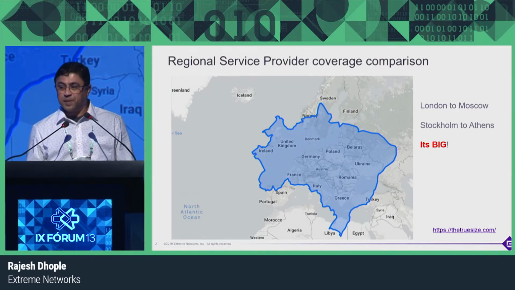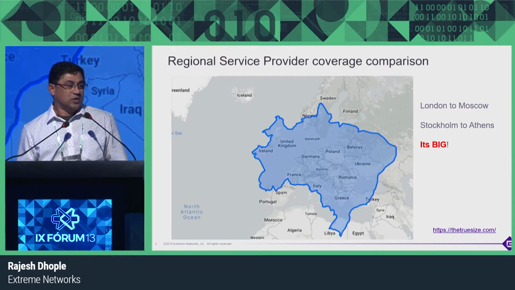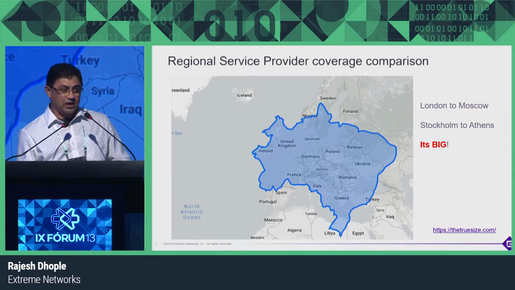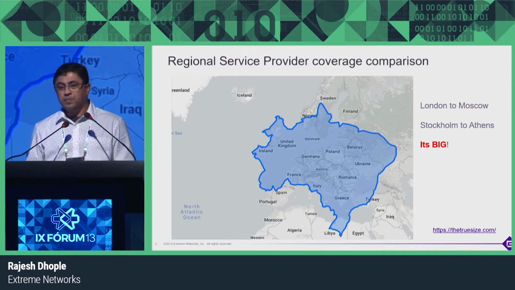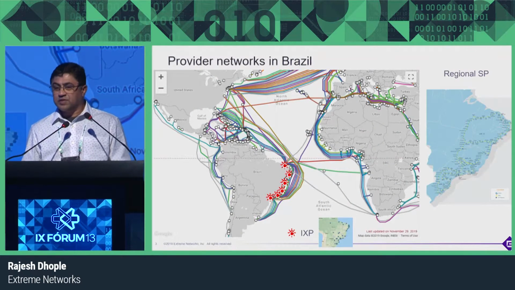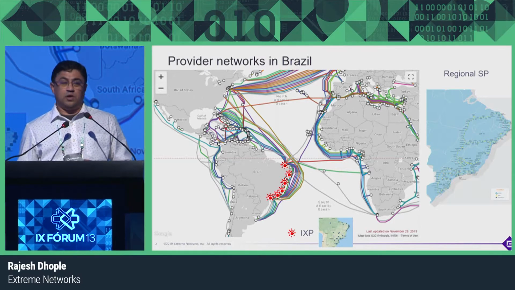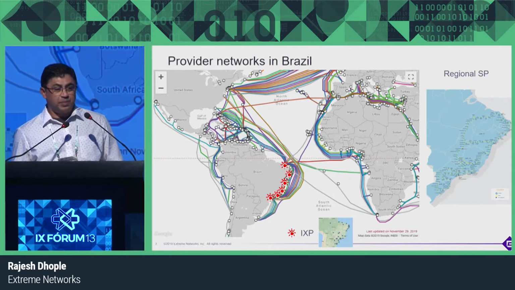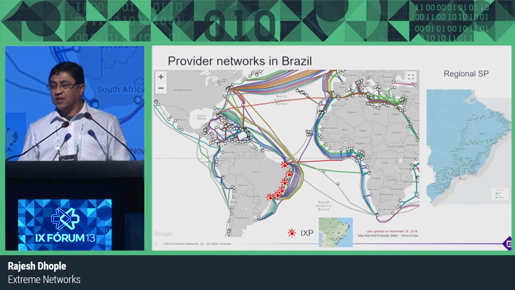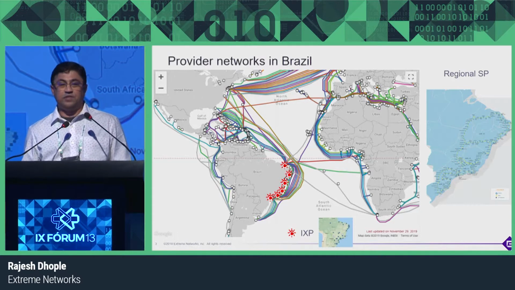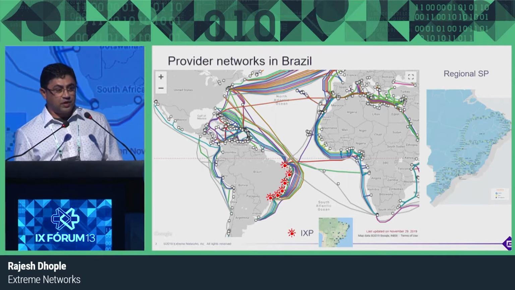From a geographical perspective, it goes from London to Moscow, east-west, Stockholm to Athens, north-south. And if you go even further, you might even include Reykjavik in it. So it's a pretty big country. And when we talk about regional service providers, they are equivalent to some of the state networks, country networks back in Europe. So each of the states almost covers the size of each country back in Europe. So regional providers are pretty significant when it comes to the geographical spread of the network.